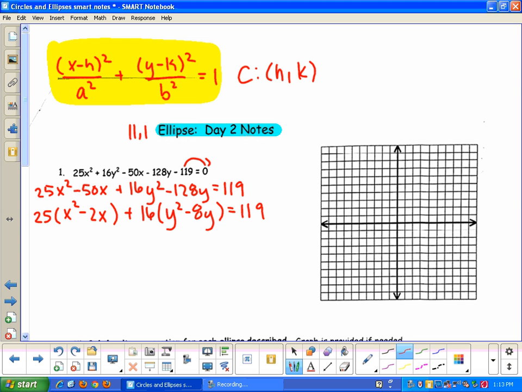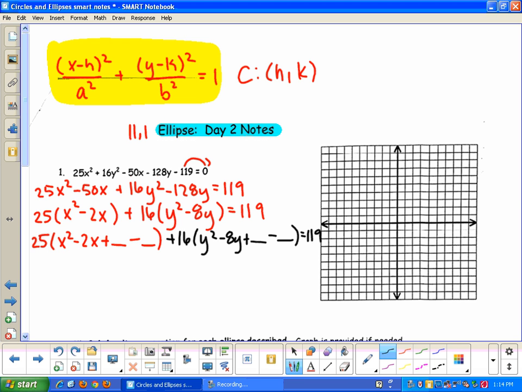Now, if we're going to complete the square, remember that we want to add and subtract half our linear term squared. So that's the next step. So I have 25 times x squared minus 2x plus something to complete the square, and you always want to do the plus first, and then you have to subtract that number, because if you just add it, then you're changing the equation, but if you add and subtract it, you're canceling itself out, so you don't change the equation when you do that. So then we have plus 16y squared minus 8y plus something to complete the square minus that same number equals 119.